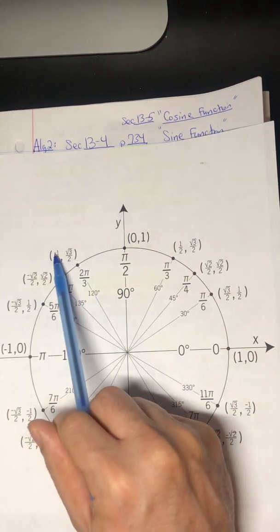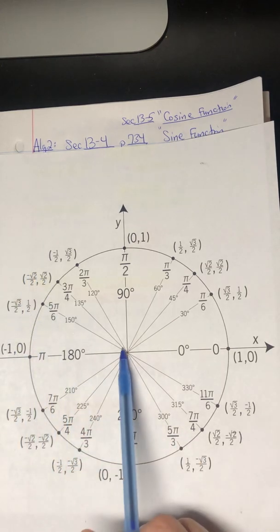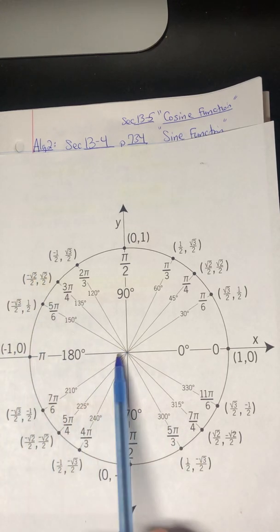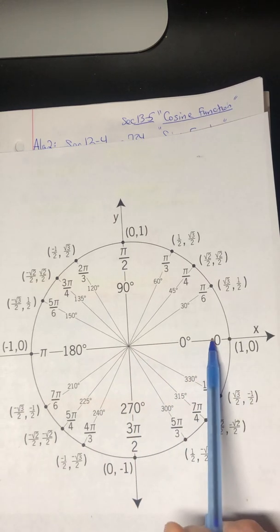Cosine of 120 is negative 1/2. Cosine of 135 is negative square root of 2 over 2. So on and so forth. Cosine of 180 is negative 1. Cosine of 270 is 0. The cosine of 360 comes back to the beginning.